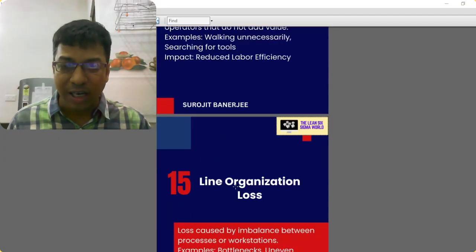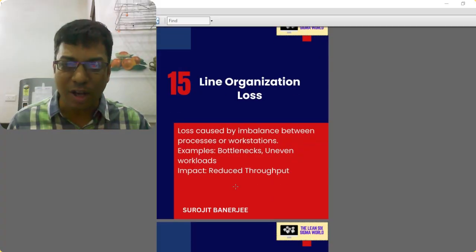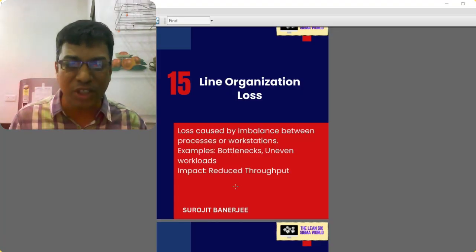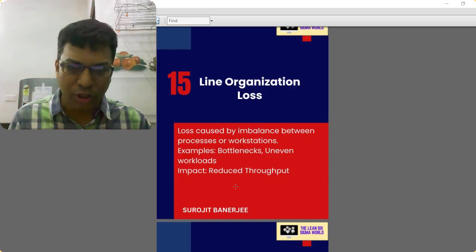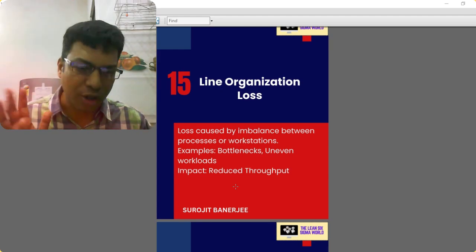Now I'm moving into line organization loss. Line organization loss is caused by imbalance between the workstations. It happens due to bottlenecks and uneven workloads. The impact is basically reduced throughput. You will not get the output that you actually want because there are bottlenecks and uneven workloads. So there is imbalance in the workstations. So it is called line organization loss.